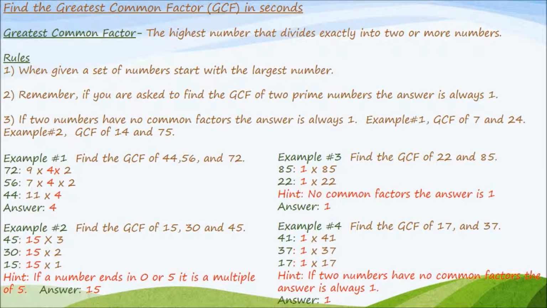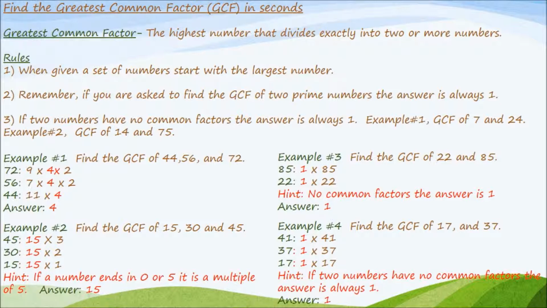Example 2. Find the greatest common factor of 15, 30, and 45. We have 45, which is equal to 15 times 3. 30 is equal to 15 times 2. And 15 is equal to 15 times 1. The greatest common factor is 15.